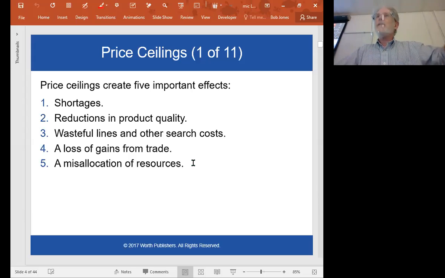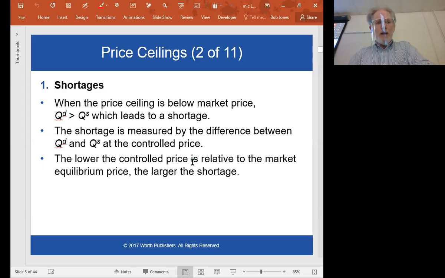But the government, a third party, says, no, that wouldn't be fair. You can't do that. So the result is that the person who doesn't value it as much ends up using it. That doesn't happen when you let the price mechanism function. Okay, so those are the effects of ceilings we will see. Now let's look at the first, shortages.